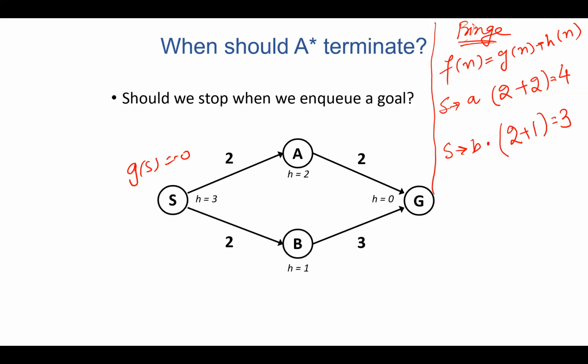Look at the formula. F of N equals G of N plus H of N. So from S to A, the G of A is 2 plus H of A is 2, which is 4. And from S to B, the G of B is 2 plus H of B is 1. So H are the values that are right next to the node, our future node where we're going to expand. So obviously, what we're going to do is remove this, ignore, yes.